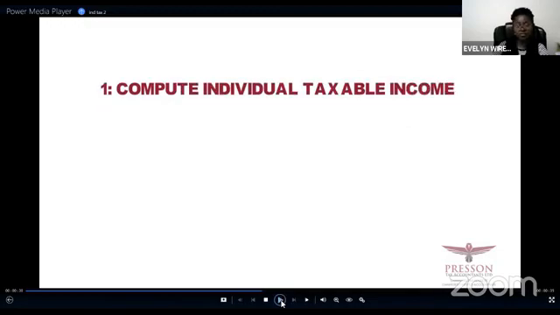So the first thing that we do, if I have a client come to me and I'm computing their income tax, like I said in my earlier video, I give them a checklist where they provide me with all the relevant information. And here I'll be able to gather all their sources of income. So I compute all their sources of income. That is the first step.